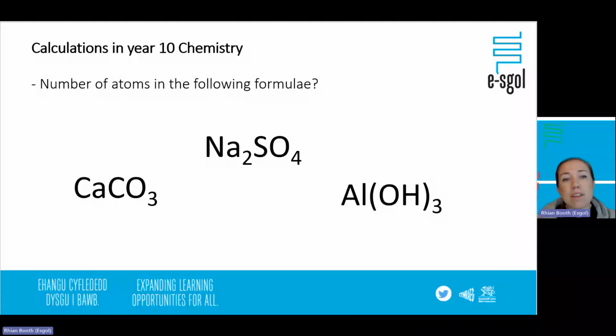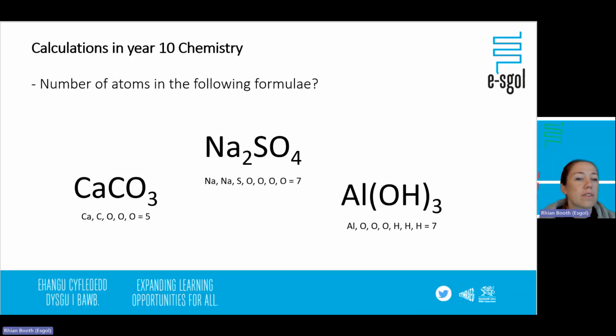So can you please tell me the number of atoms in the following formulae? So we've got calcium carbonate, sodium sulfate, and aluminium hydroxide there. Can you calculate those? So pause this and attempt the question. Okay, so let's have a look then.